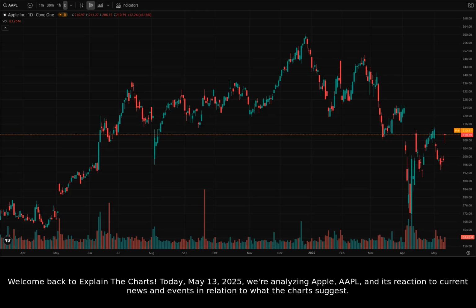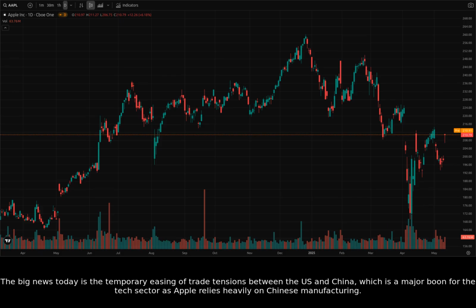Today, May 13th, 2025, we're analyzing Apple, AAPL, and its reaction to current news and events in relation to what the charts suggest. The big news today is the temporary easing of trade tensions between the U.S. and China, which is a major boon for the tech sector as Apple relies heavily on Chinese manufacturing.